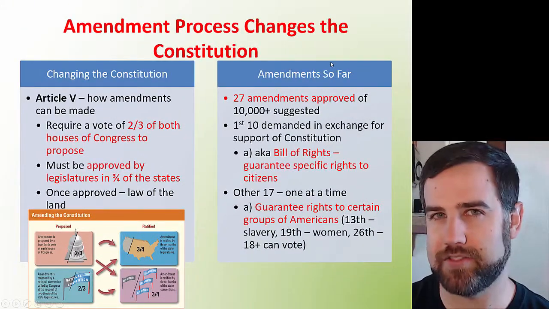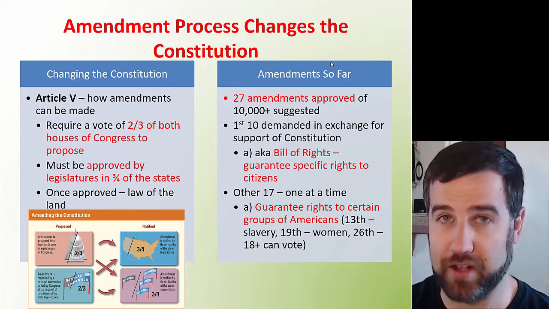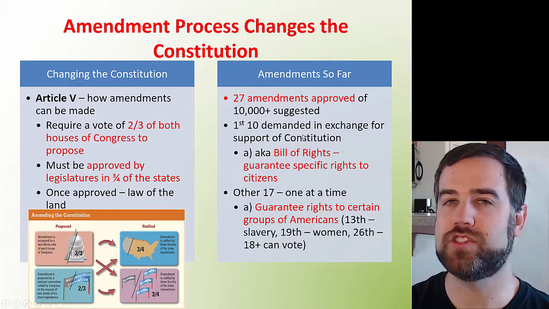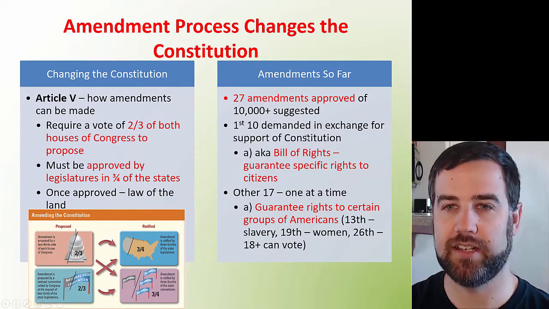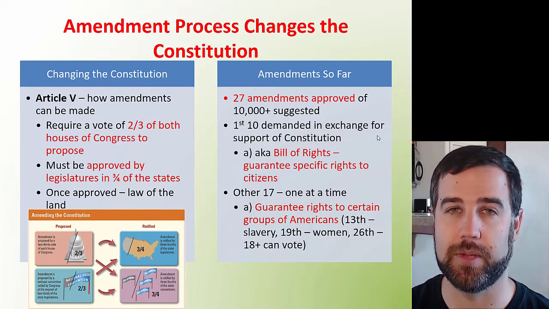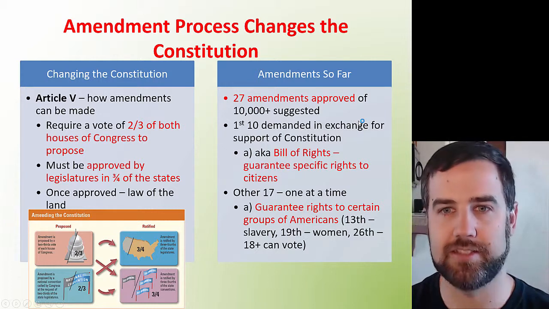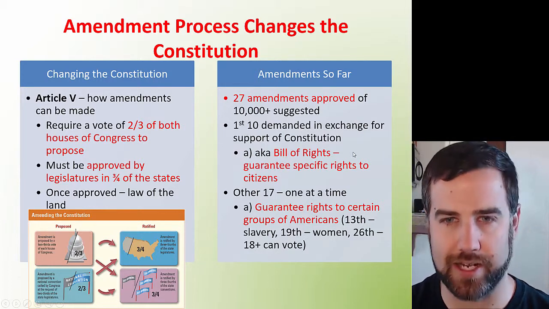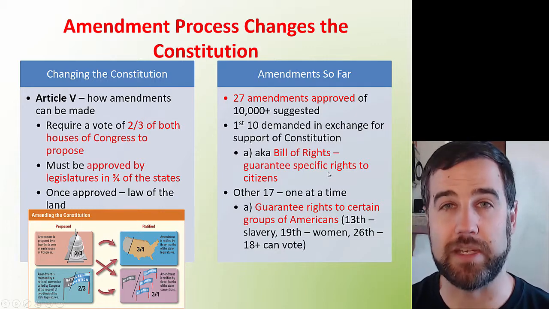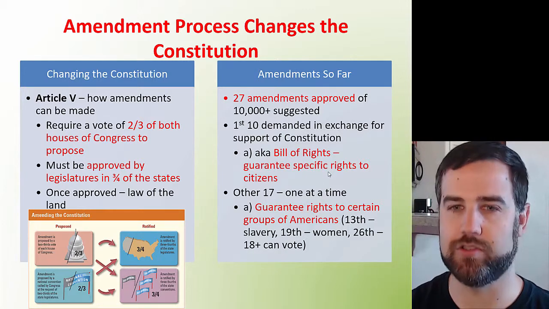So how many amendments do we have so far? So right now we have 27 amendments that have been approved. We've had over 10,000 in our time that have been suggested. And the very first 10 amendments, so amendments 1 through 10, were demanded in exchange for approving the Constitution. So remember, the Anti-Federalists wanted to make sure our government had rights that were listed that they would be protected. So those are called the Bill of Rights. So those can guarantee specific rights to the citizens, such as freedom of speech, freedom of religion, right to bear arms, and we'll go over that in a future video.